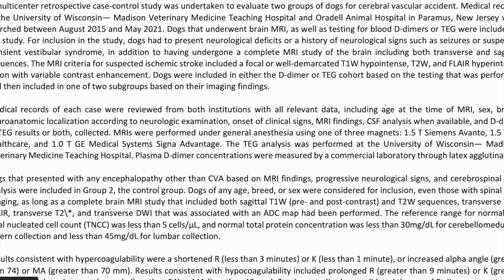Medical records of each case were reviewed from both institutions with all relevant data, including age at the time of MRI, sex, breed, neuroanatomic localization according to neurologic examination, onset of clinical signs, MRI findings, CSF analysis when available, and D-dimer or TEG results or both collected. MRIs were performed under general anesthesia using one of three magnets: 1.5 T Siemens Avanto, 1.5 T GE Healthcare, and 1.0 T GE Medical System Signa Advantage. The TEG analysis was performed at the University of Wisconsin, Madison Veterinary Medicine Teaching Hospital. Plasma D-dimer concentrations were measured by a commercial laboratory through latex agglutination.